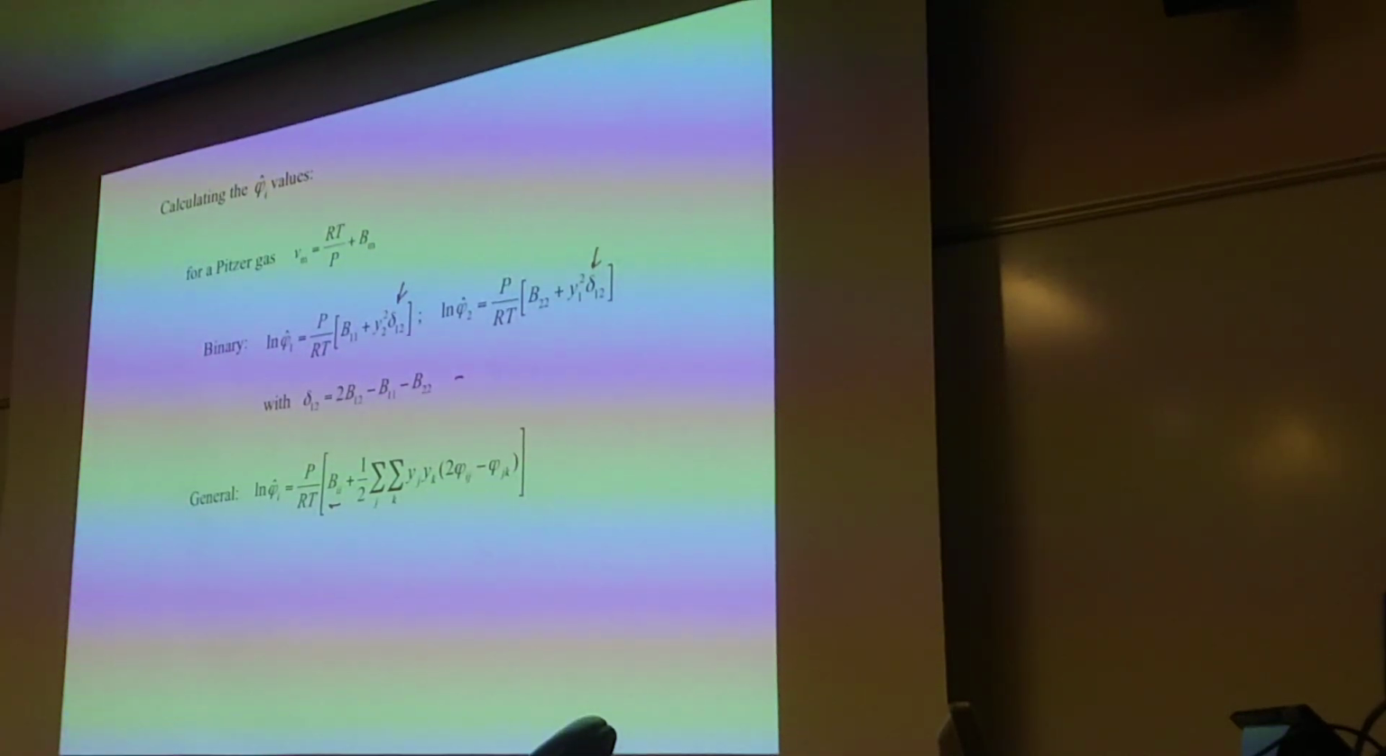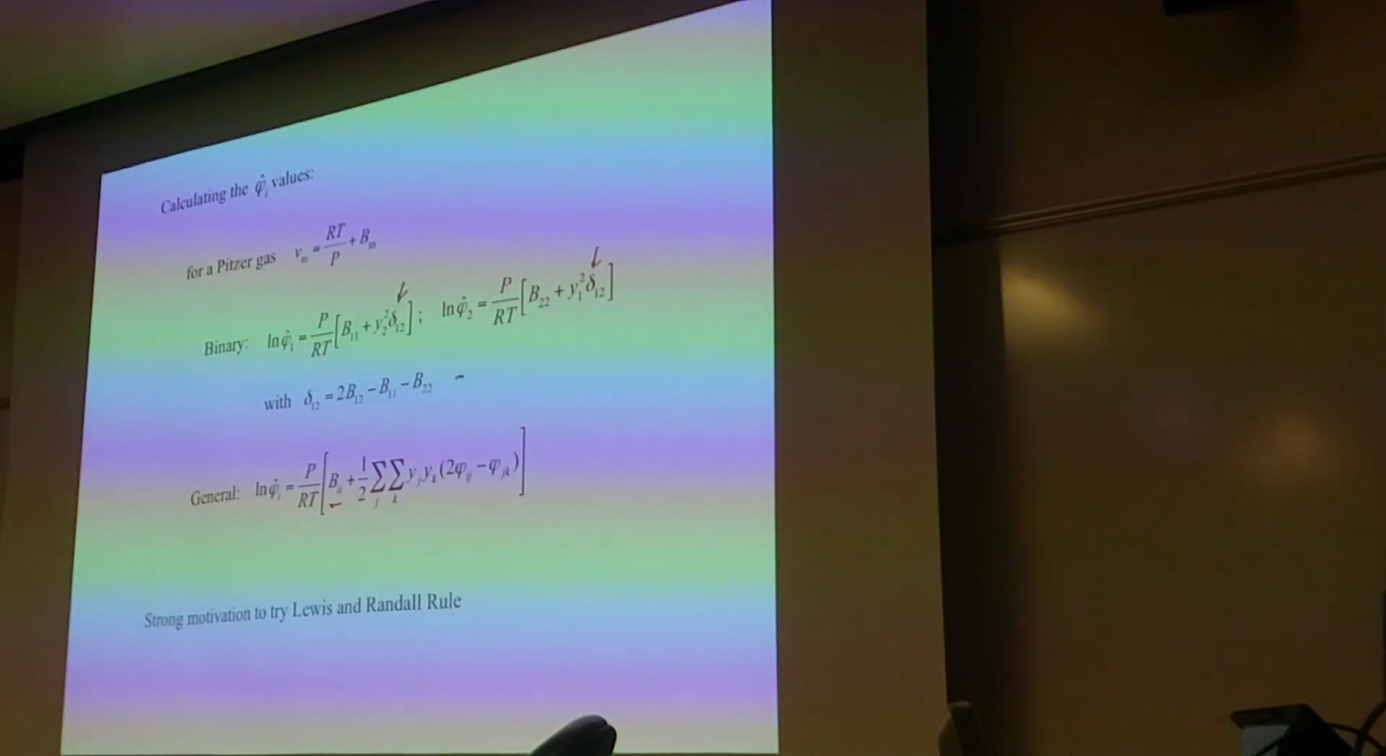So this is just as a preface to motivating us to see if we can get away with the Lewis and Randall rule, which makes things tremendously simpler. Because remember, the Lewis and Randall rule tells us that it's only pure component things that matter. And in fact, the consequence of the Lewis and Randall rule for fugacity coefficients is that the fugacity coefficient of a component in a mixture is just equal to its value as a pure component at the same temperature and pressure.